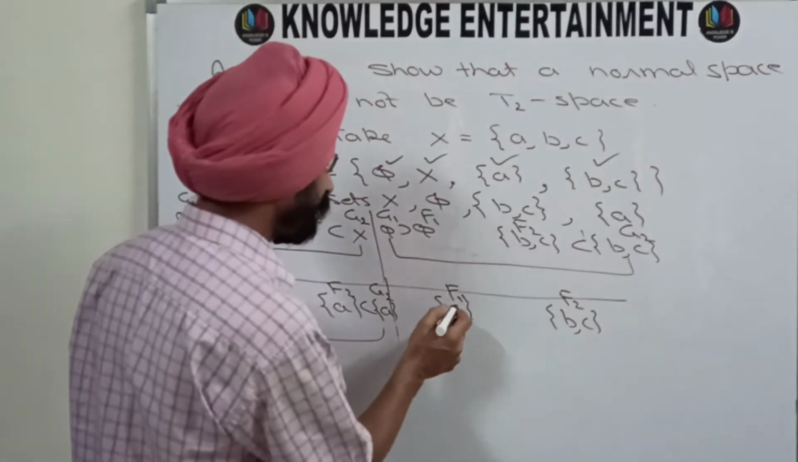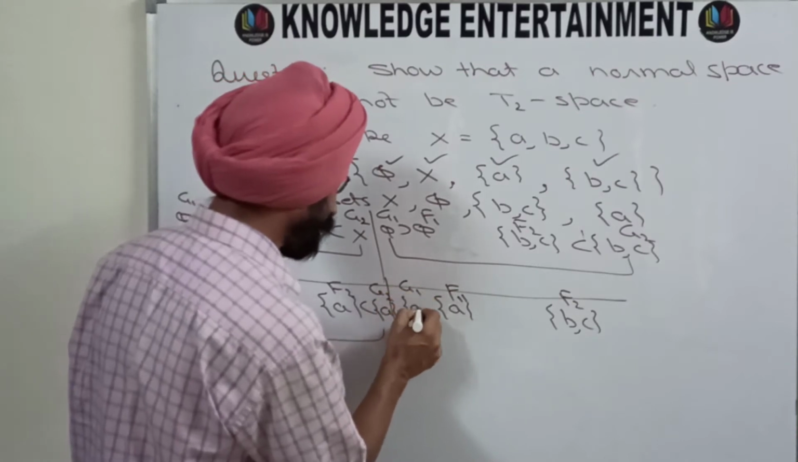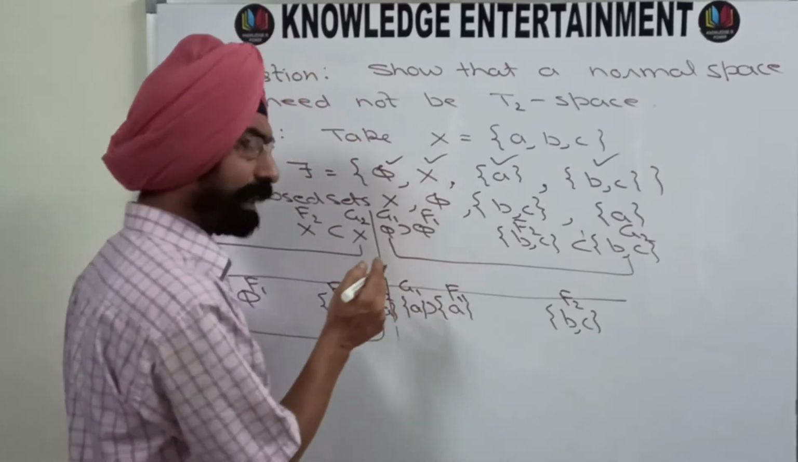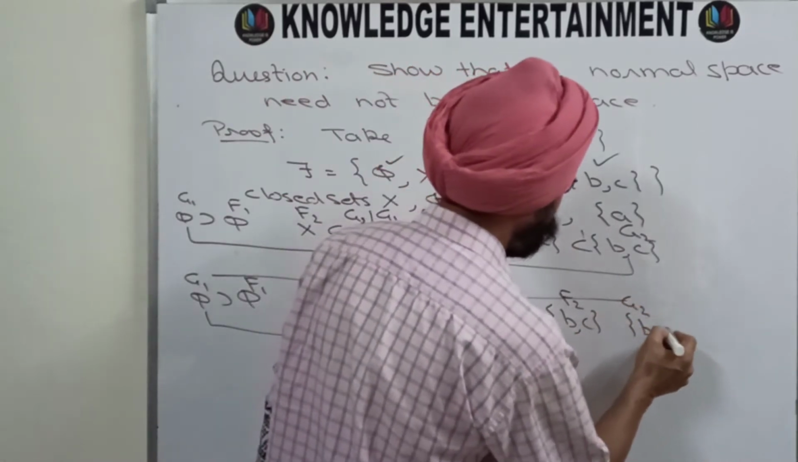And the same is for the fourth case. Your F1 is your G1, the singleton set A. So F1 is contained in G1. Your F2 is your G2, BC.